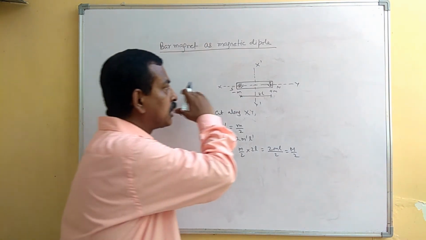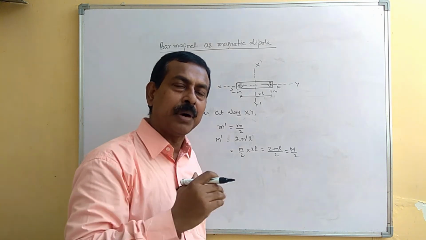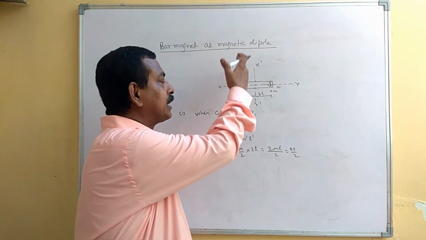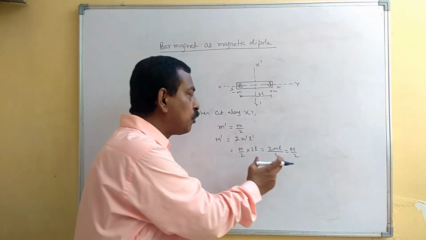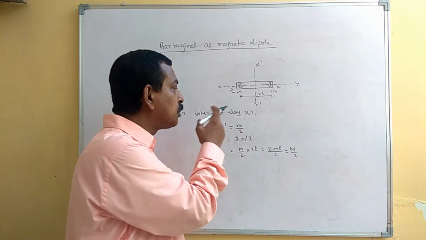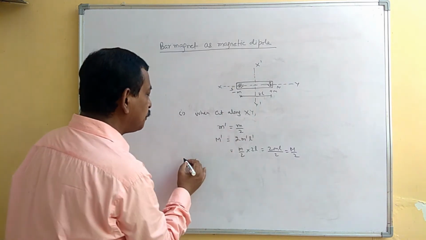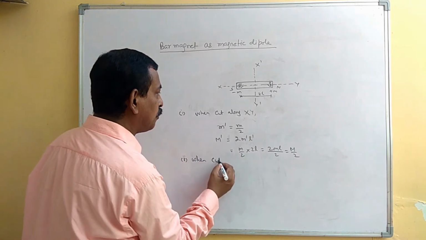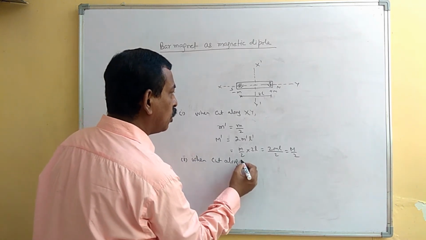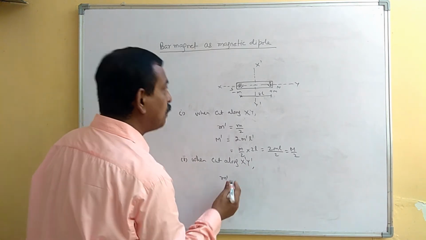That means if it is cut along xy, in that case the pole strength will become half and magnetic dipole moment will become half. Magnetic dipole moment will become half just because the pole strength has become half. But when we cut it along x dash y dash, so when cut along x dash y dash, in that case m dash.